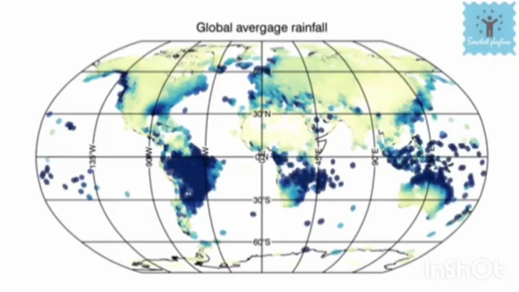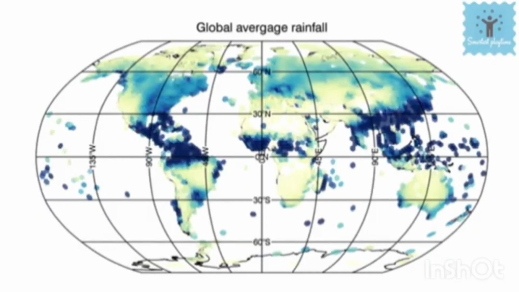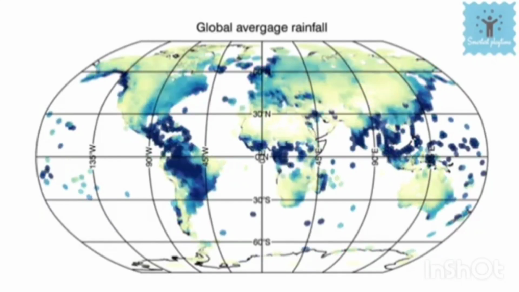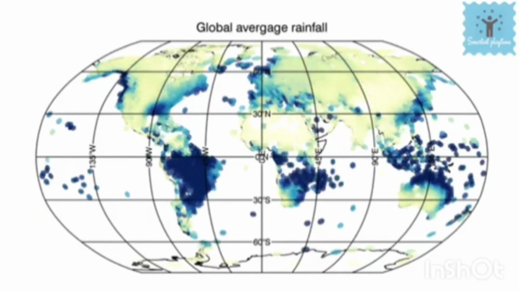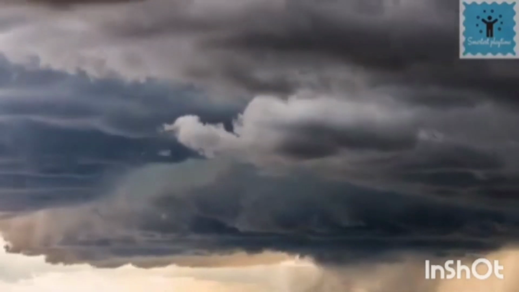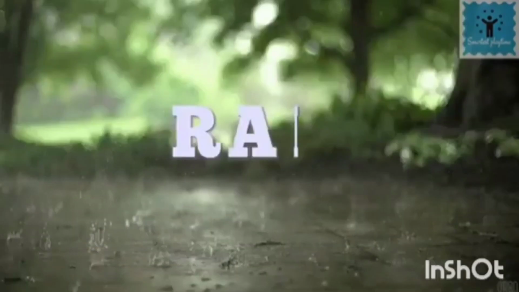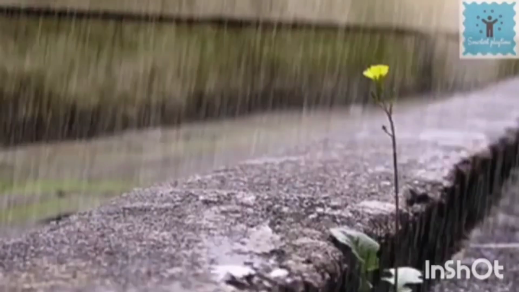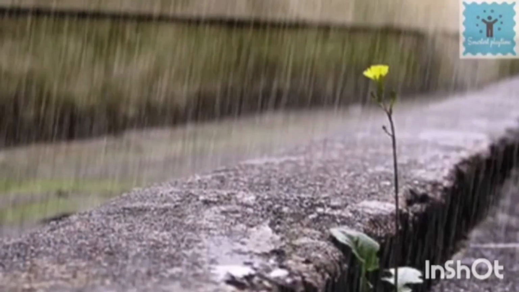These forms of precipitation do not fall in each and every part of the world. Let's find out which forms are common in the area where you live. So the first one is rain. Drops of liquid water are rain. This is the most common form of precipitation.